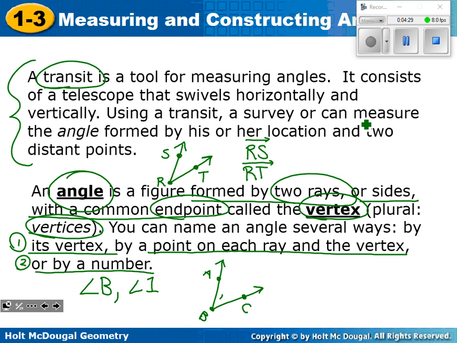Okay, the next way works all the time, and that is you can use 3 points, a point on each ray and the vertex. So this is the third way you can name an angle. The only thing you have to be careful about is your vertex has to go in the middle. So you could name this angle A, B, C.